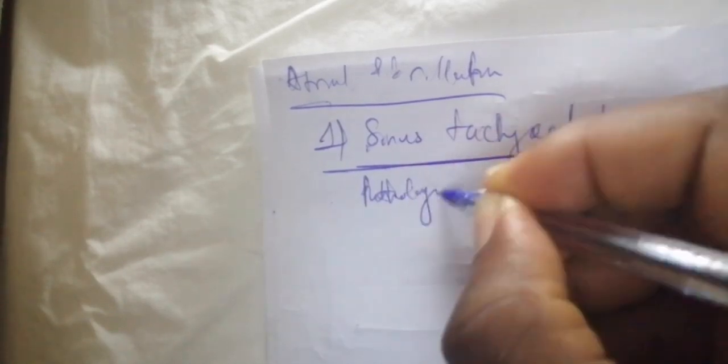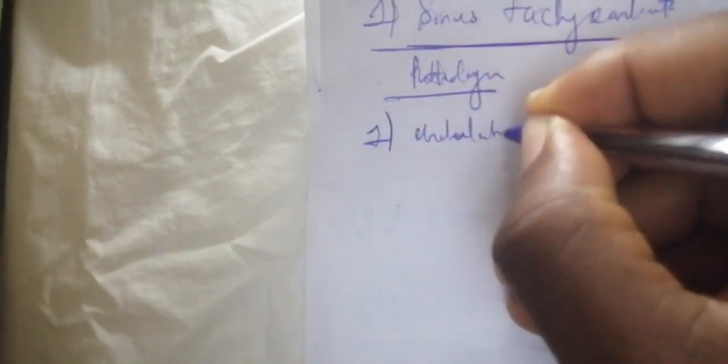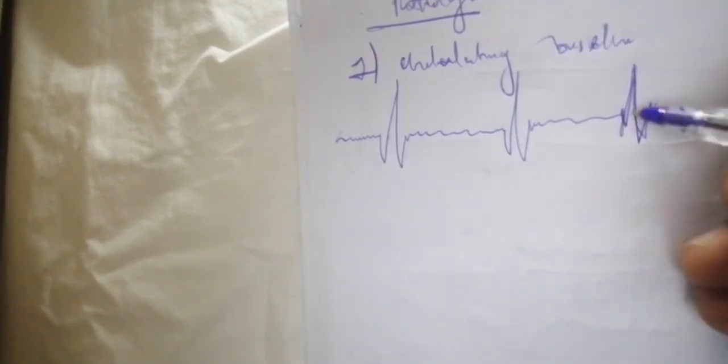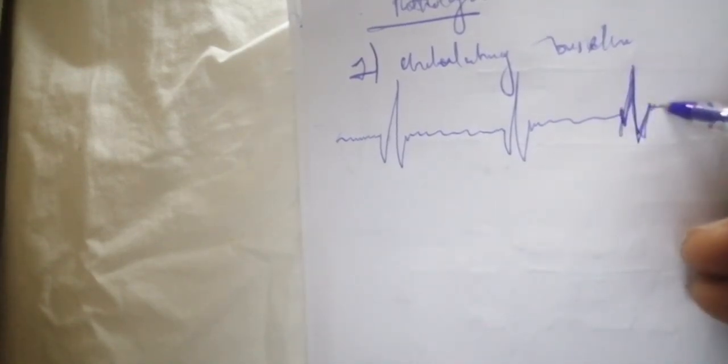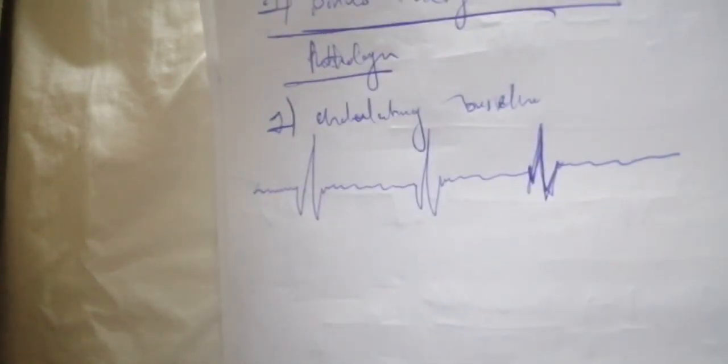For the pathognomonic signs on the ECG for atrial fibrillation, the first one is the undulating baseline. In an undulating baseline, you have a baseline as such, QRS complex, baseline as such, QRS complex. But the QRS complexes are not abnormal, they are normal QRS complexes. This is an undulating baseline. That is one pathognomonic sign.